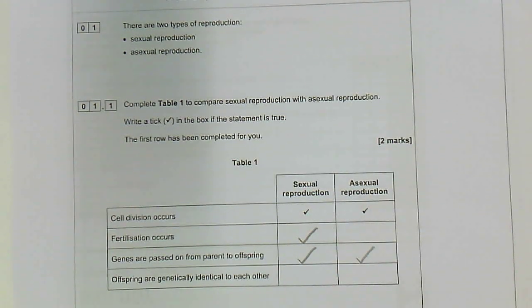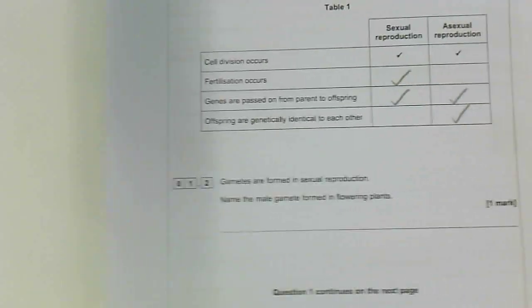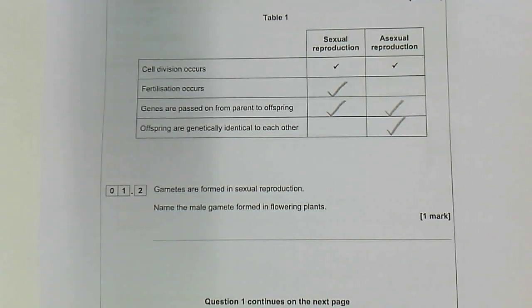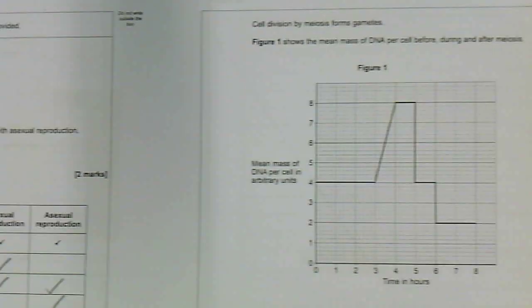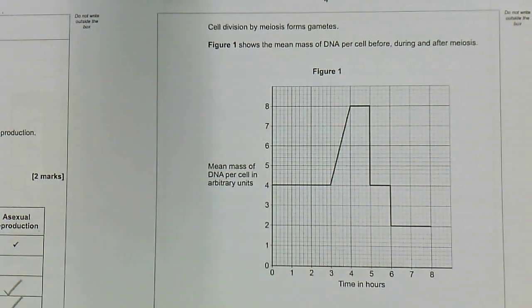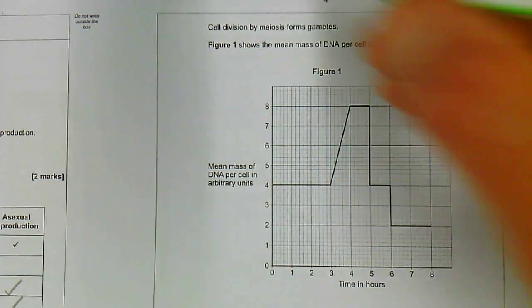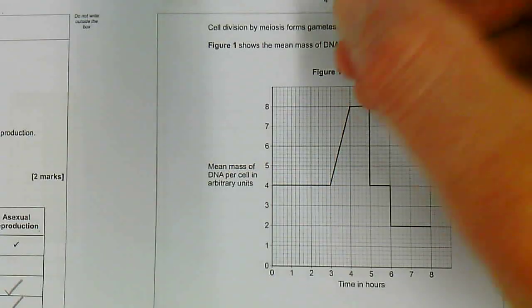Genes are passed on from parent to offspring. That's the case for both, because you're passing on genes in both of those examples. And offspring are genetically identical to each other. That is when you've got asexual reproduction. In plants, the gametes are not sperm and egg, but pollen in the male and an ovum in the female. So the question says, name the male gamete formed in flowering plants. That's going to be pollen.